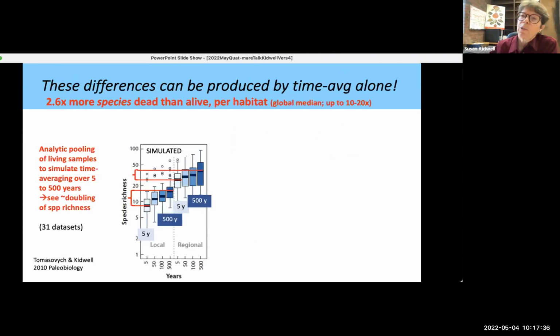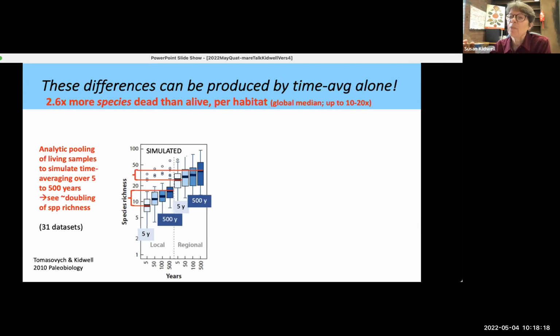Now, what we find, however, zooming in, and this is where the work starts up with Adam Tomasovich, my beloved postdoc and long-term collaborator, is that these differences that we observe, even the most basic things about live-dead ratios of individuals and species, and the increased evenness of the death assemblage, the majority of these can be produced by time averaging alone. So this is a redrafting of a really nice simulation.